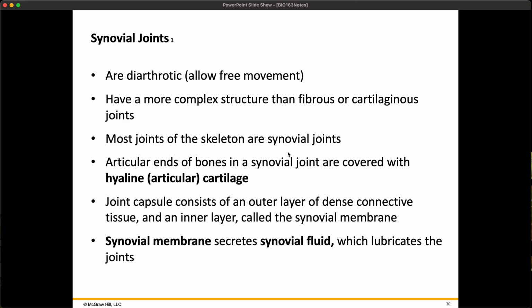Most joints are synovial joints. The articular ends of bones in synovial joints are covered with articular cartilage, that hyaline cartilage, to help with protection. There's this joint capsule that has an outer layer of connective tissue, and a synovial membrane, which secretes synovial fluid to help lubricate the joints. You may have heard of some of these structures before, especially if someone says, oh yeah, I've got a tear in my synovial membrane. That can be pretty common, just small tears in it that can cause a lot of pain.